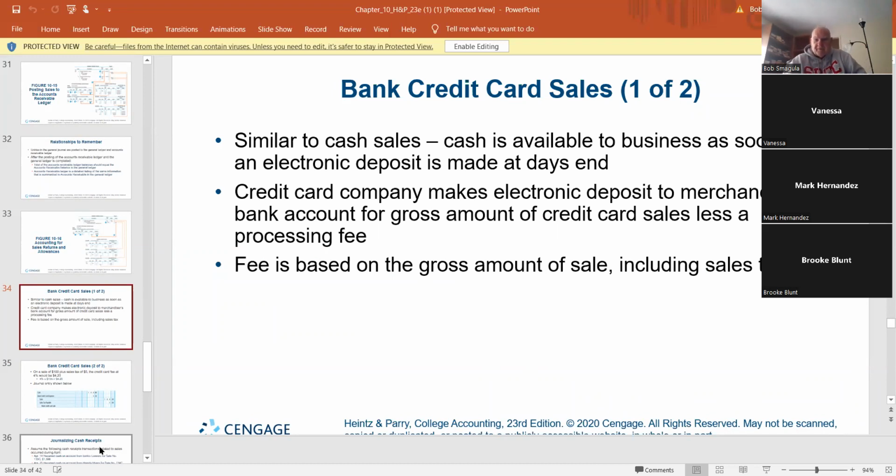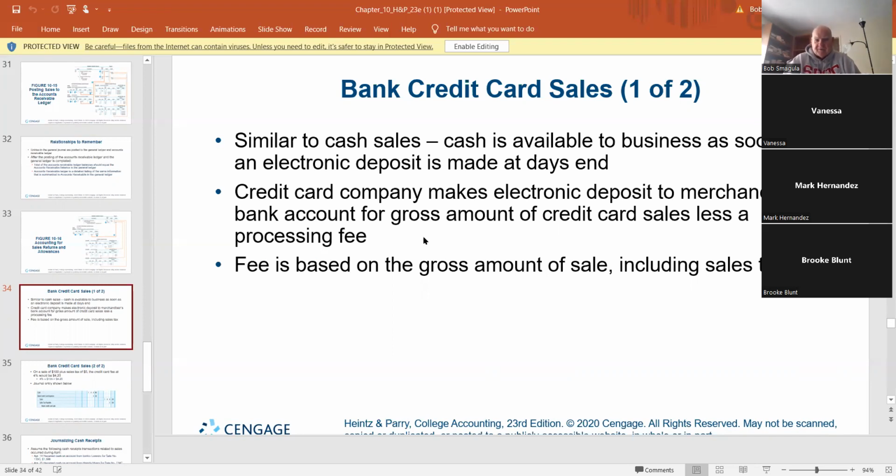The credit card company makes an electronic deposit to the merchandiser's bank account for the gross amount of the sale less a processing fee. So let's think about that. When I go to 7-Eleven every day for my bottle of whiskey, they charge me $2.50. But I charge it on my credit card. So 7-Eleven does not get $2.50. They might only get $2.40 because Visa takes a point or two away from the seller.